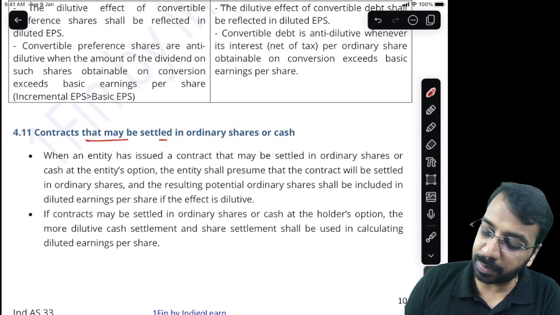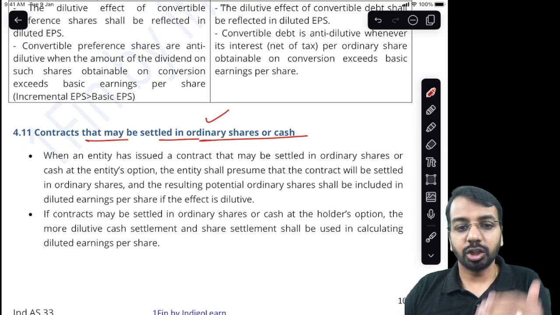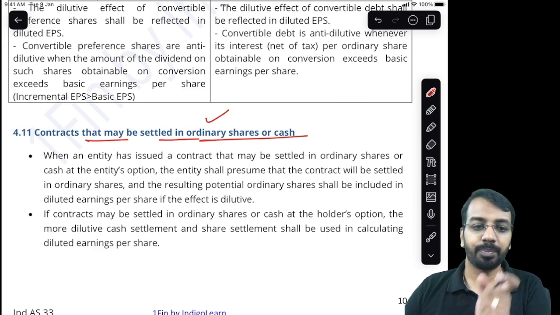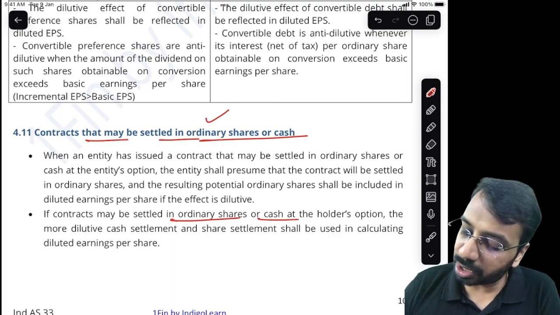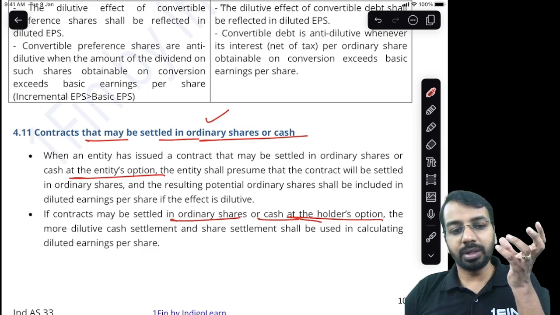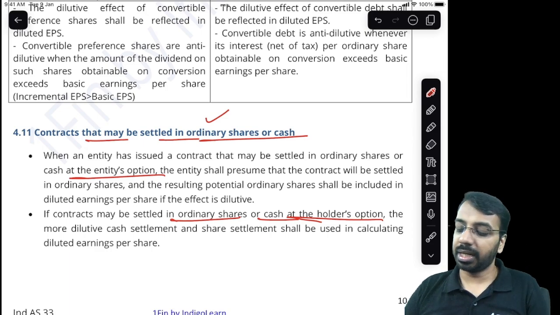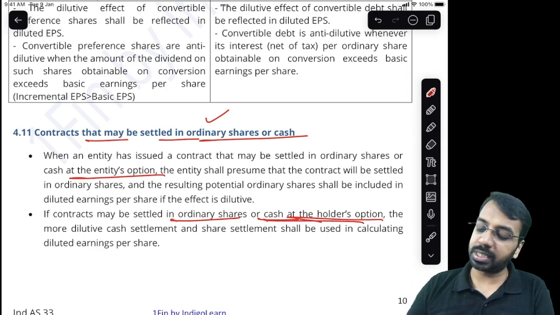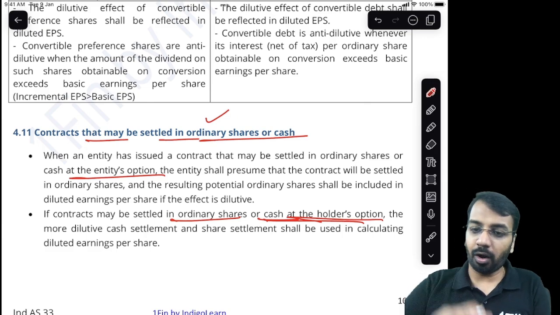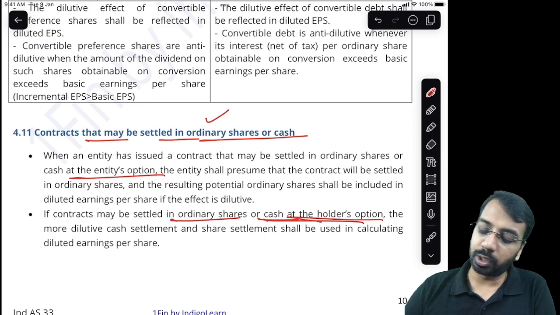And if there are contracts that may be settled in ordinary shares or cash, you will assume that they will be converted into ordinary shares, and you will include them in diluted earnings per share if the effect is dilutive. Now, if they may be settled in ordinary shares or cash at the holder's option, and if it is the entity's option, what will you do? You will take the conversion and present diluted earnings per share. If it is at the holder's option, you will see which one is more dilutive, which is more favorable for the holder, and accordingly include it in the calculation of EPS.